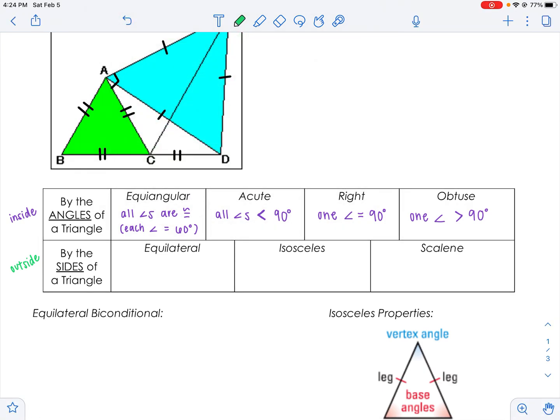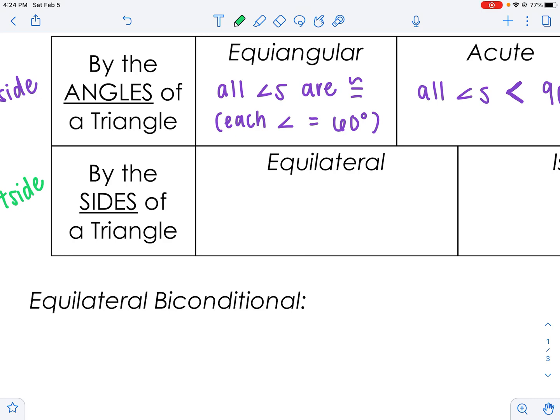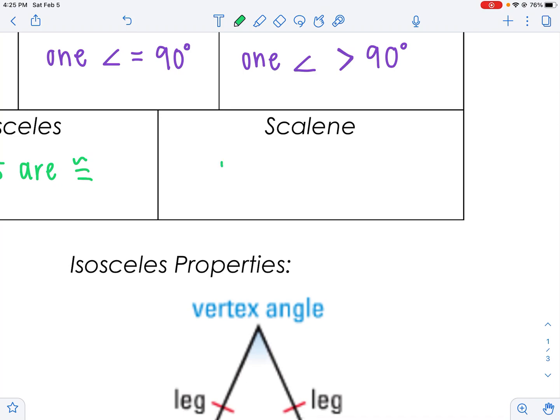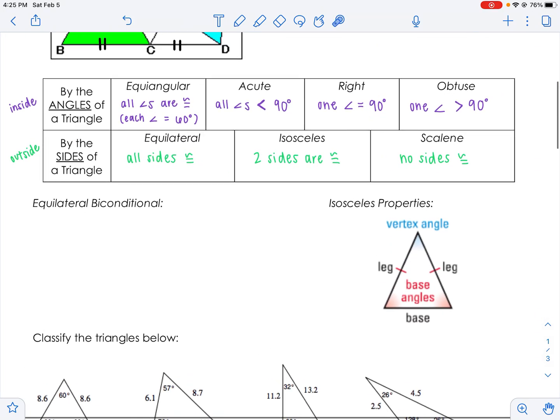To describe the outside or classify the outside, equilateral would be if all of our sides are congruent. Maybe you've heard some of these words before. Isosceles is when at least two sides are congruent. And scalene is when none of the sides are congruent. And based on these definitions, an equilateral triangle is isosceles, but an isosceles triangle is not necessarily equilateral.